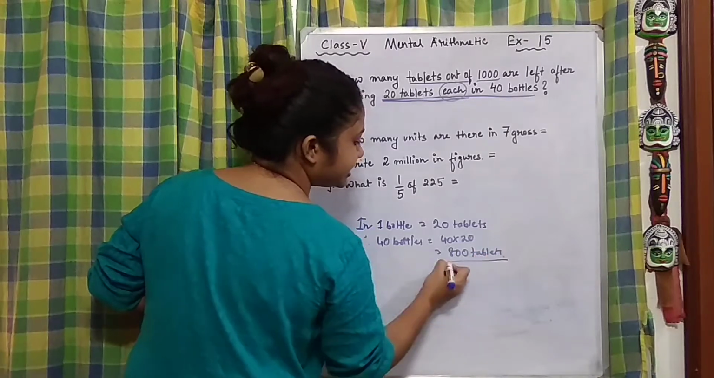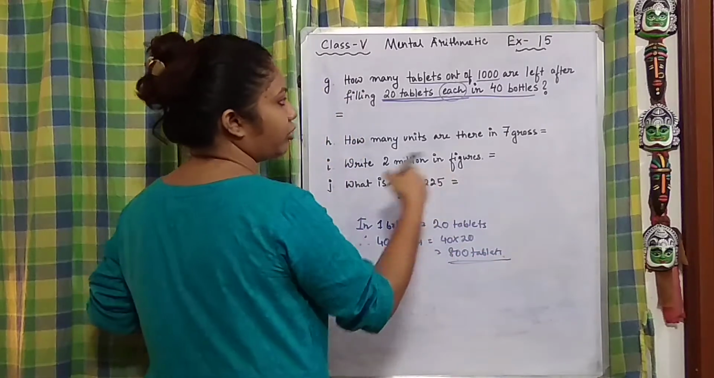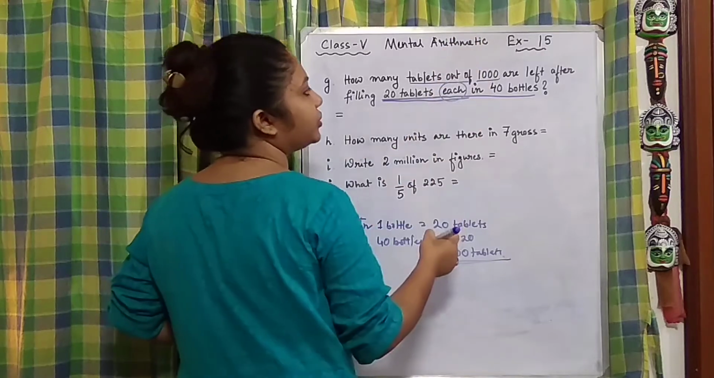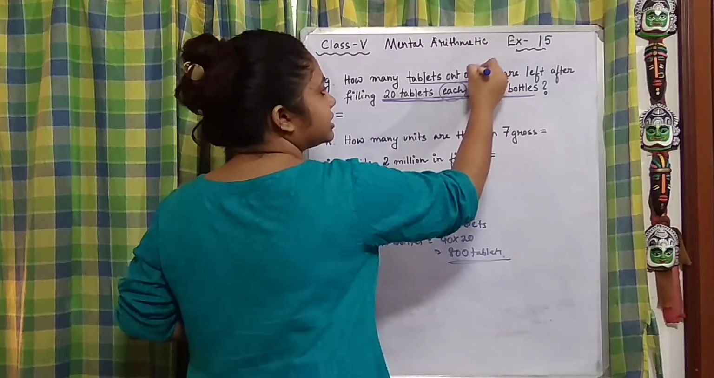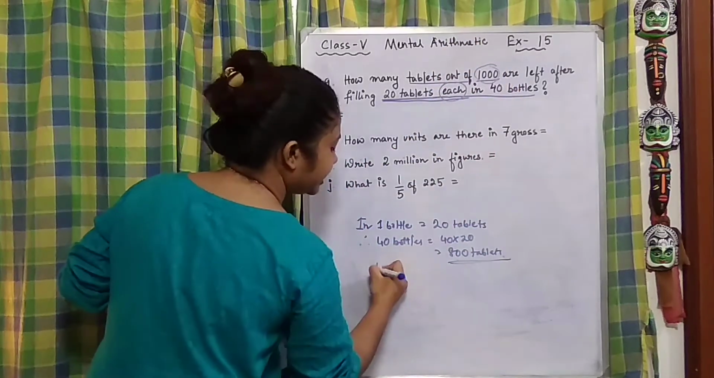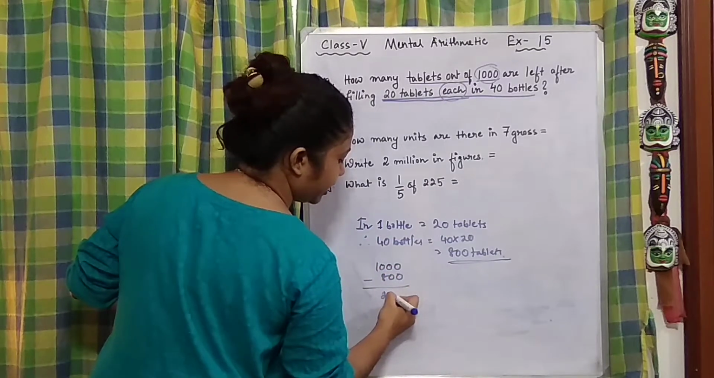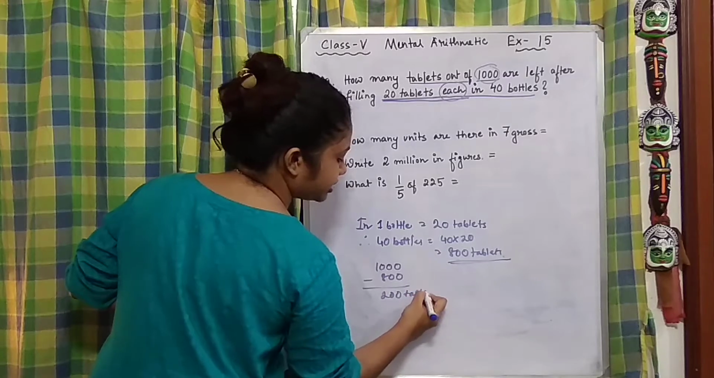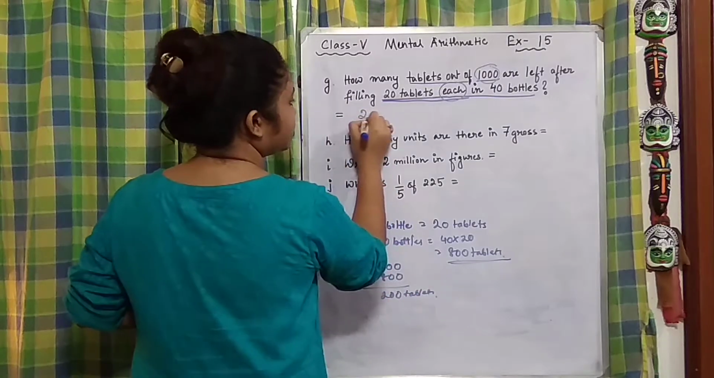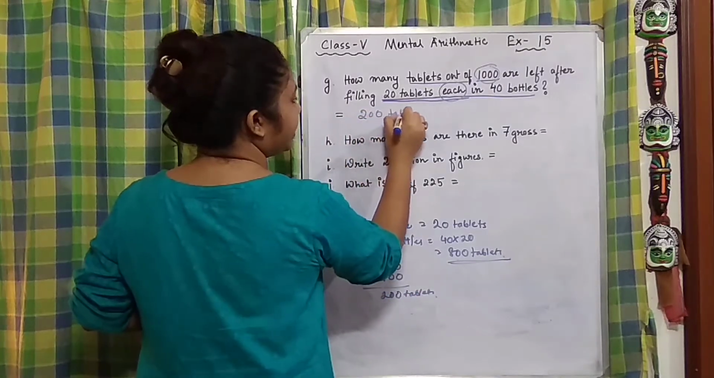Now, after using 800 tablets on 40 bottles, how many tablets are going to be remaining among these 1000? So, 1000 minus 800. So, we are going to get a remaining of 200 tablets. Understand? So, here it is 200 tablets.